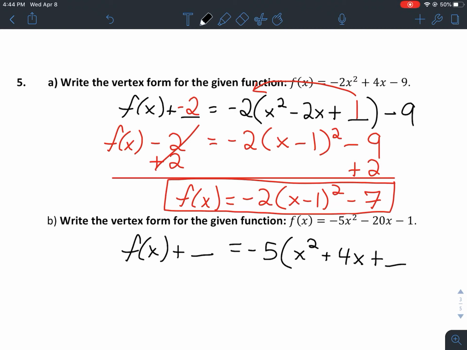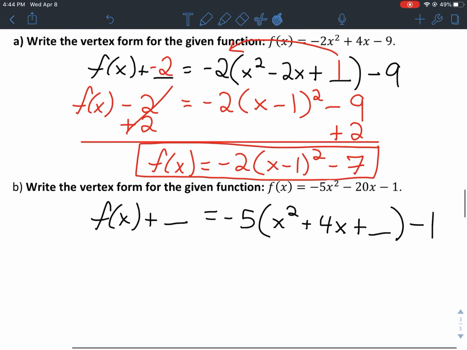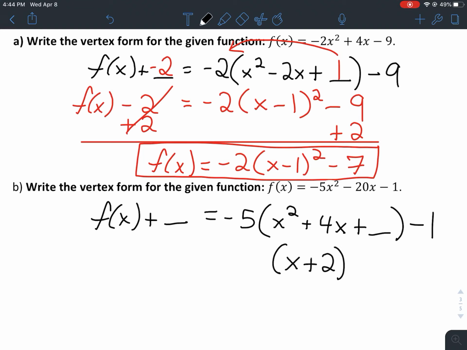And now I add a blank. And the last term, the constant, always goes on the outside. You don't divide that last constant by this number right here. Okay, so to get the number that goes in the blank, you divide the middle term by 2. So when we divide the middle term by 2, 4x, or 4 divided by 2, would be 2. So I'm going to write x plus 2 quantity squared.